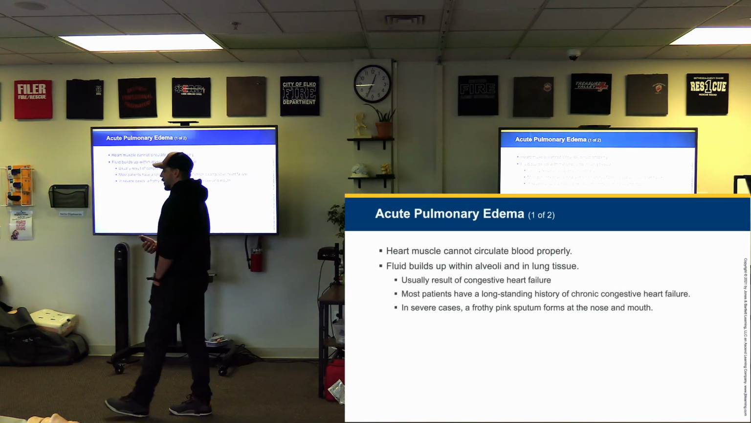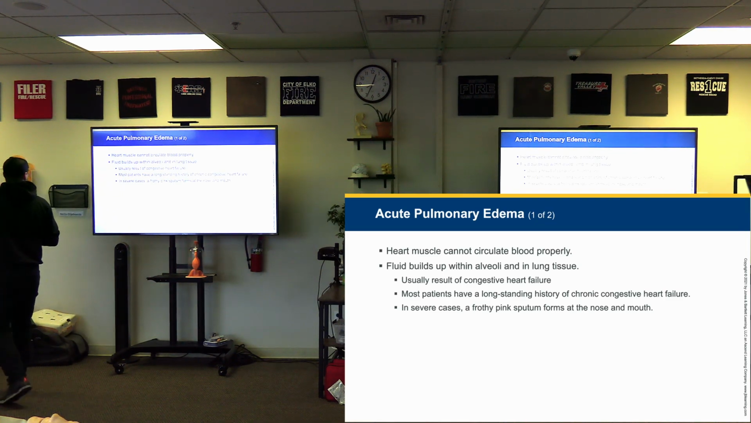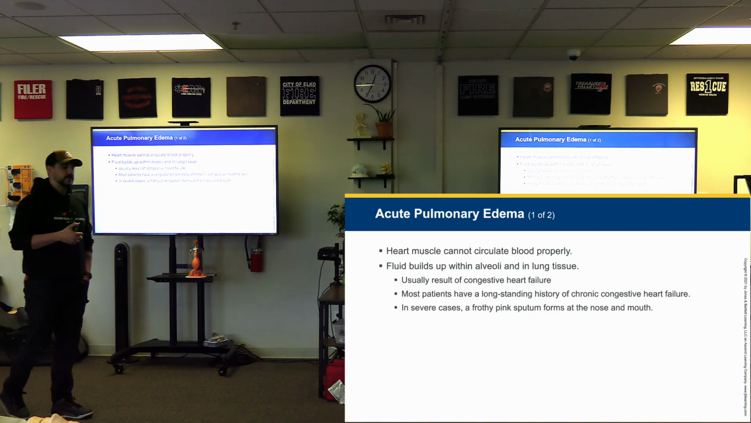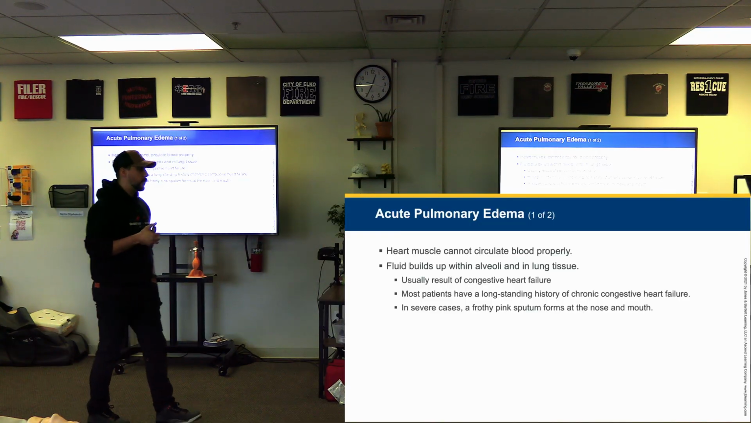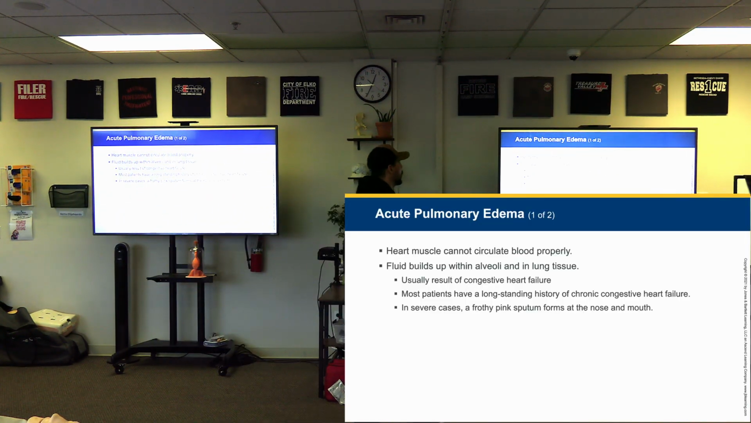Okay, so I talked about edema earlier, fluid being where it shouldn't be. Now let's get into acute pulmonary edema. Now there are other things that can cause flash, quote unquote, flash pulmonary edema, which is just rapid fluid into the lungs, but we'll talk about those in a bit. But in acute pulmonary edema, the heart muscle cannot circulate blood properly. We tend to see this with congestive heart failure. Okay, they're having a hard time moving blood forward, pumping it forward out of the heart.